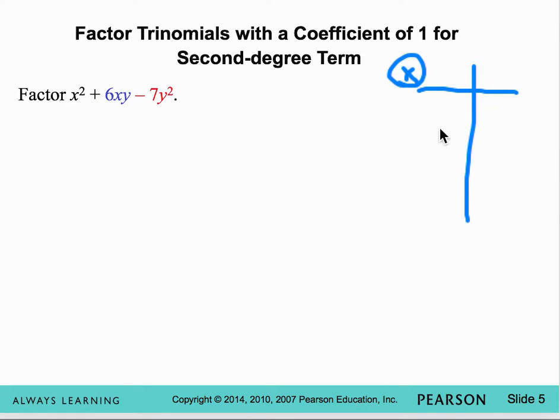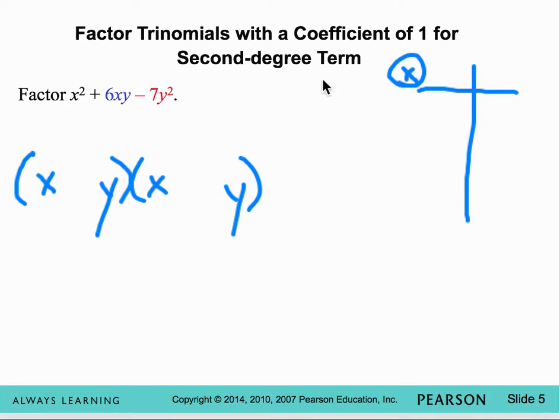Now, if I can find my two numbers, remember what we said about the only way that you can get x squared is if you had x times x. Same thing with the y squared on the end. It just means you're also going to have a y and a y. It's just the numbers we're trying to figure out. The variables, there's only one way it can happen, x times x, y times y.